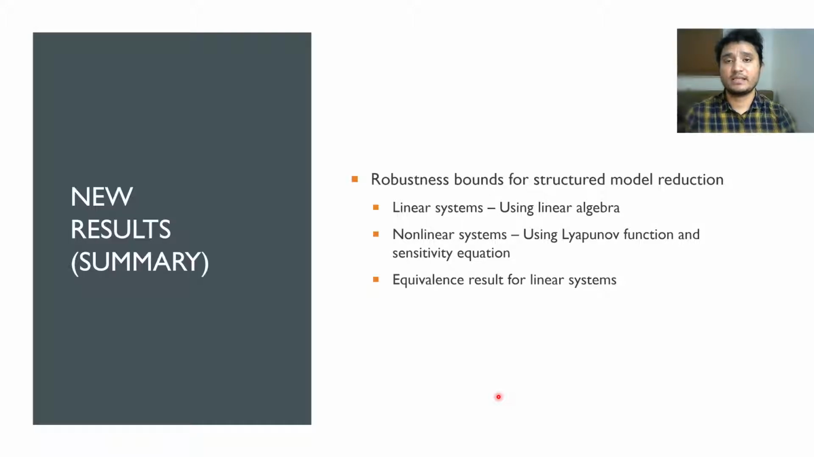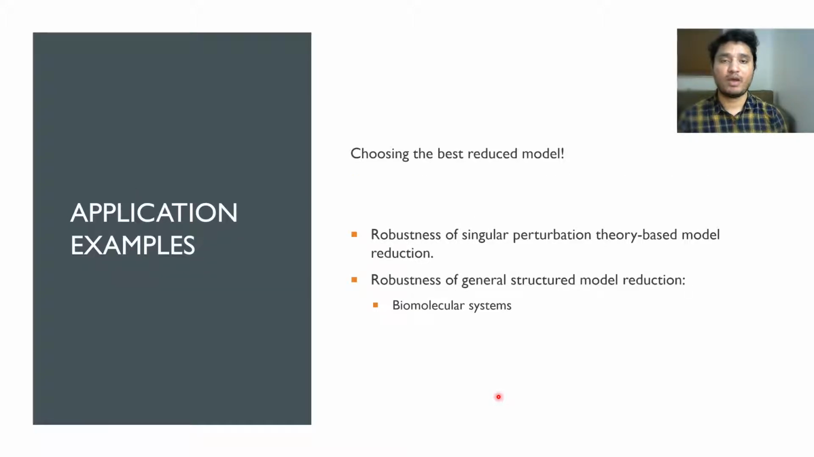So I can summarize our new results by saying that we have defined a new problem for looking at robustness of reduced models by looking at how sensitive a reduced model is with respect to parametric uncertainties, and we have shown bounds on this robustness metric for linear and nonlinear systems and shown the equivalence of the two results for linear dynamics. So now I will talk about an application for our method.